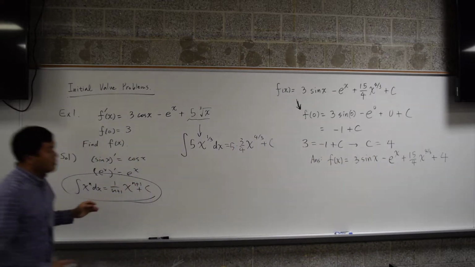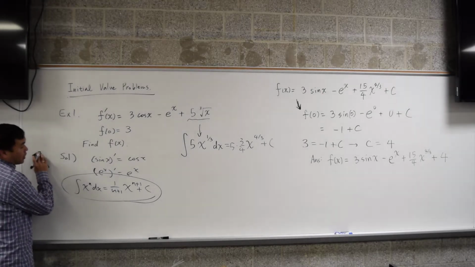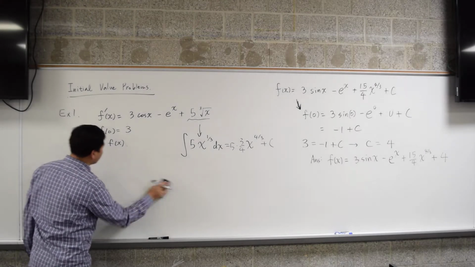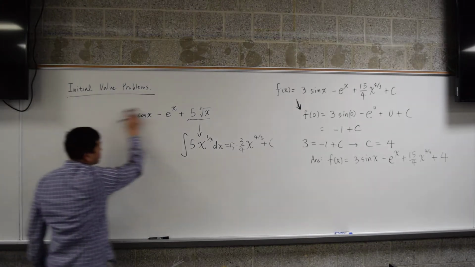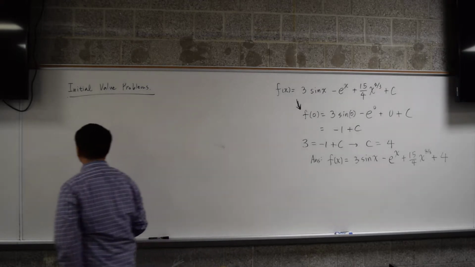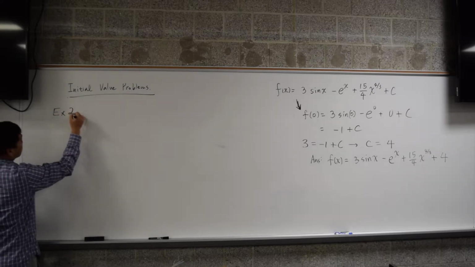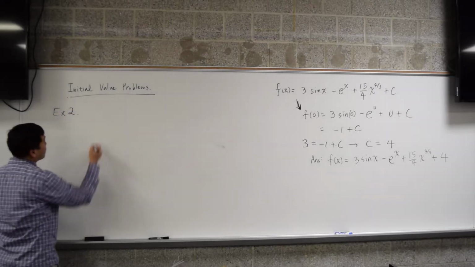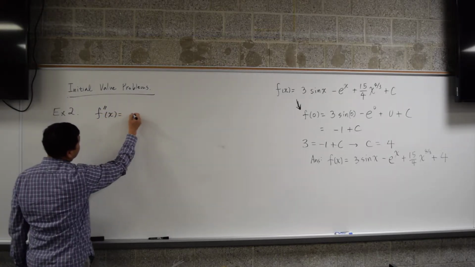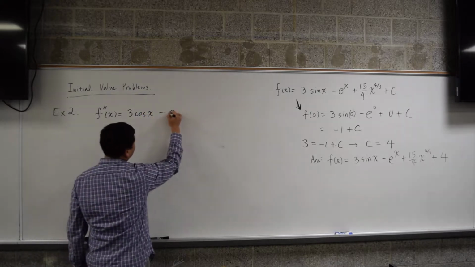All right. Now, you could also have an initial value problem where the second derivative is given. So let's talk about that one. Initial value problem with second derivative. Example 2. What if we have the second derivative of f of x equals 3 cosine x? I'll put something very similar to what we did just now.